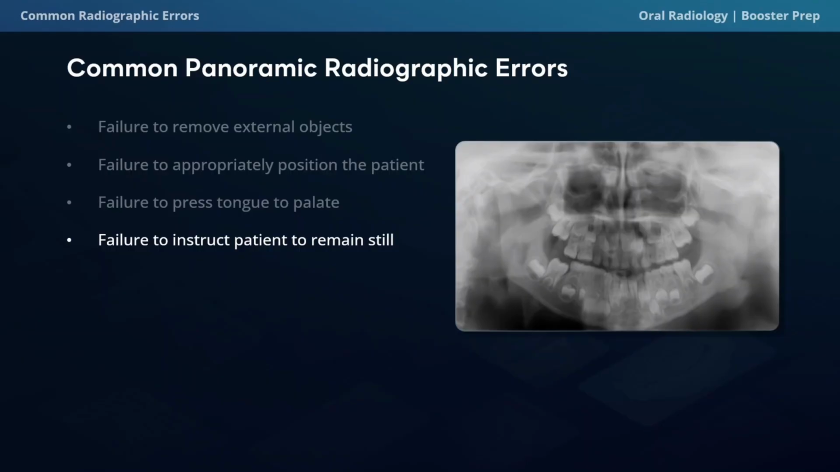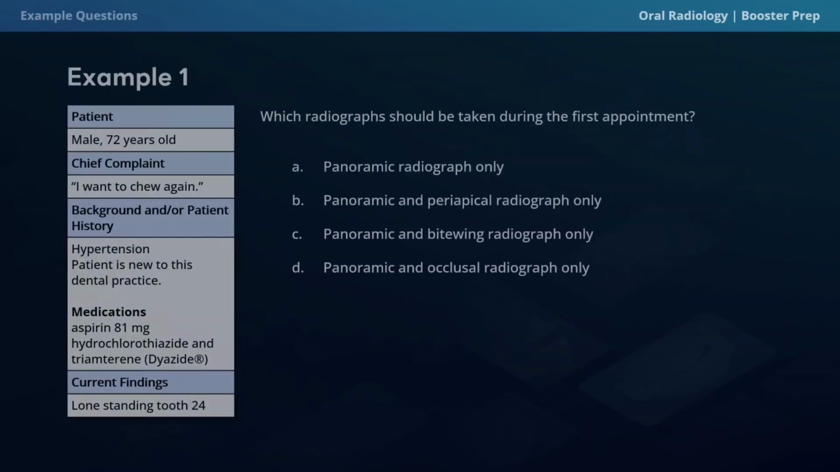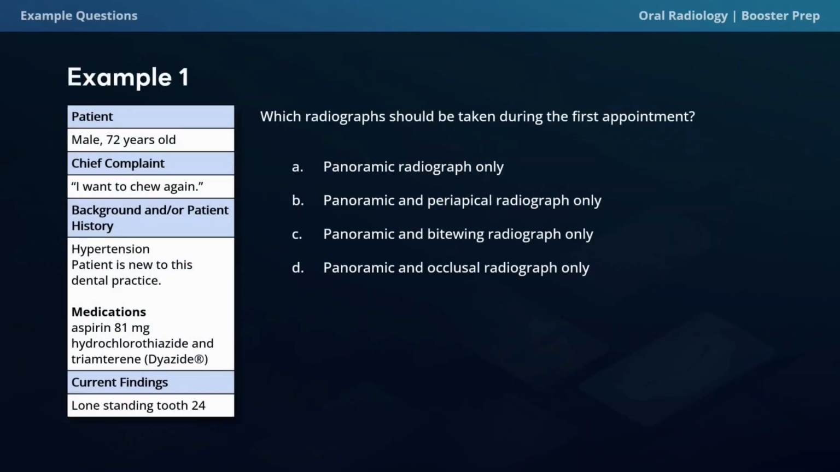Let's go ahead and test our knowledge. Our first practice question here asks, which radiograph should be taken during the first appointment? Our patient is a male who is 72 years old. Their chief complaint is, "I want to chew again." They have a history of hypertension, and the patient is new to the dental practice. Their current medications are aspirin 81 milligrams, hydrochlorothiazide, and Diazide, and the current finding is a lone standing tooth number 24. All right, guys, take a second to pause the video and answer the question.